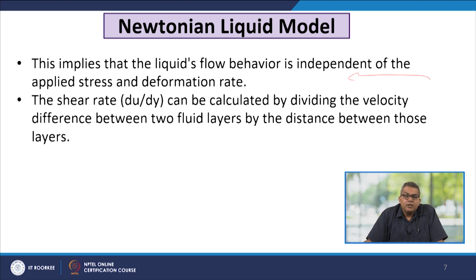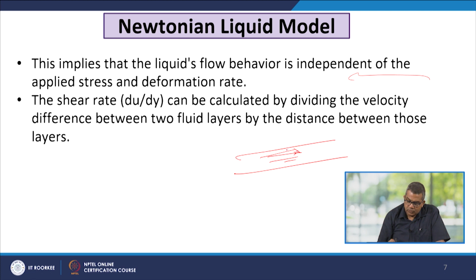The shear rate du over dy can be calculated by dividing the velocity difference between the two fluid layers, like here, these are the two fluid layers, by the distance between those layers. So, this is this one.